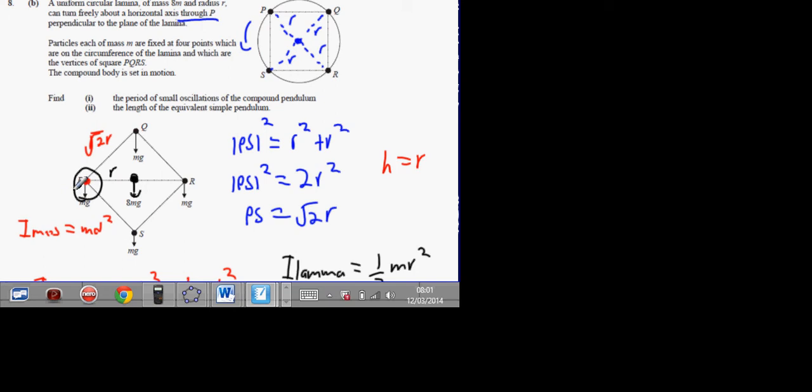Sorry? It says IP, don't you? Oh, sorry. This IP here? No, instead of... Ah, that's what I did. IP instead of IS. Sorry, excuse me. So here, this is meant to be IS. Okay, so IR plus IS plus IQ plus I lamina.